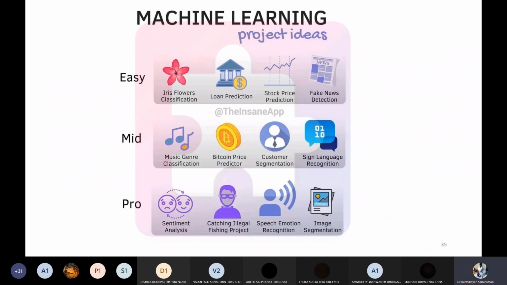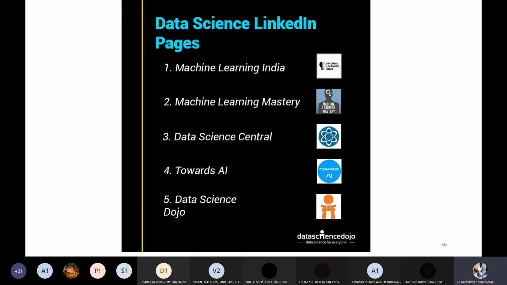Some of the basic machine learning project ideas we will divide into three categories: easy, mid and pro. Easy are classification and prediction projects like iris flower classification, loan prediction, stock prediction, fake news detection. So these are basic entry-level projects. In mid level, we have music genre classification, Bitcoin prediction, customer recognition, sign language recognition. For higher proficiency levels: sentiment analysis, catching illegal phishing, speech emotion recognition, and image segmentation. So these are high level projects.